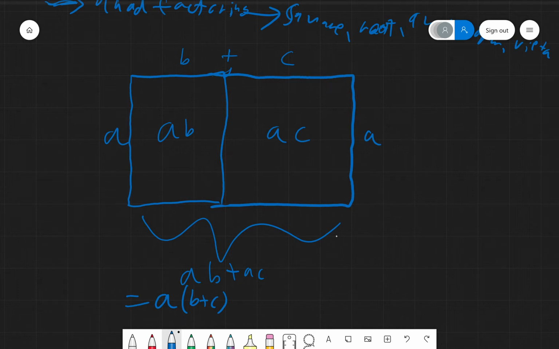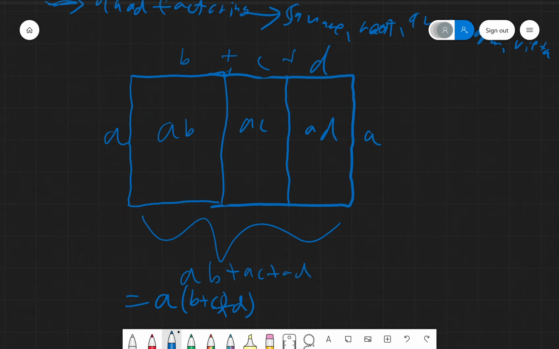Let's say we put another divider. Then this would be C and D. This would be AC. This would be AD. And now we have B plus C plus D. So we have A times (B plus C plus D) is equal to AB plus AC plus AD.